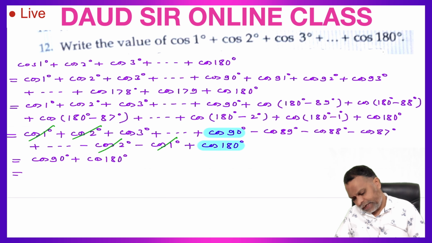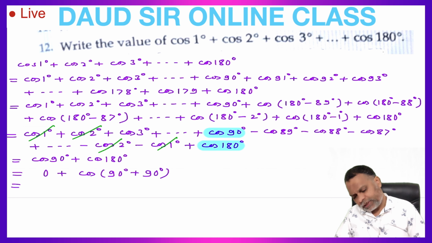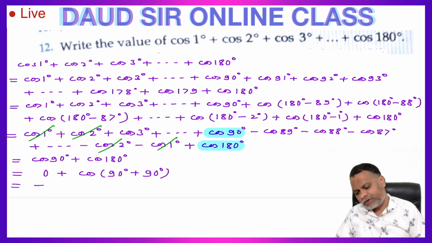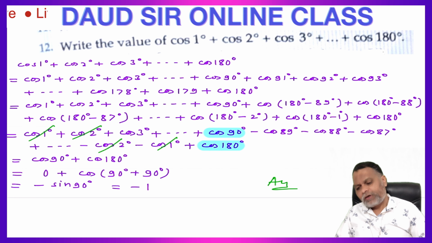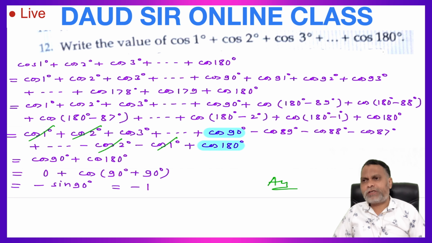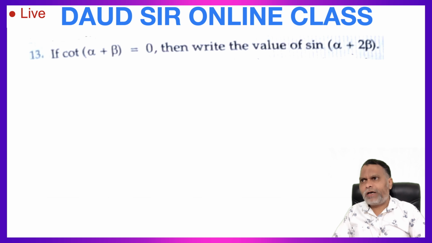The value of cos 90 degree is 0 and this cos 180 can be written 90 plus 90. So this is 90 plus theta. This is 0. 90 plus theta lies in second quadrant. Second quadrant sign is negative, this is cos, so minus. In case of 90, change this cos into sine. So minus sine 90 degree, which is equal to minus, and sine 90 degree is 1. So required value of cos 1 degree plus cos 2 degree plus cos 3 degree plus up to cos 180 degree is minus 1 only.